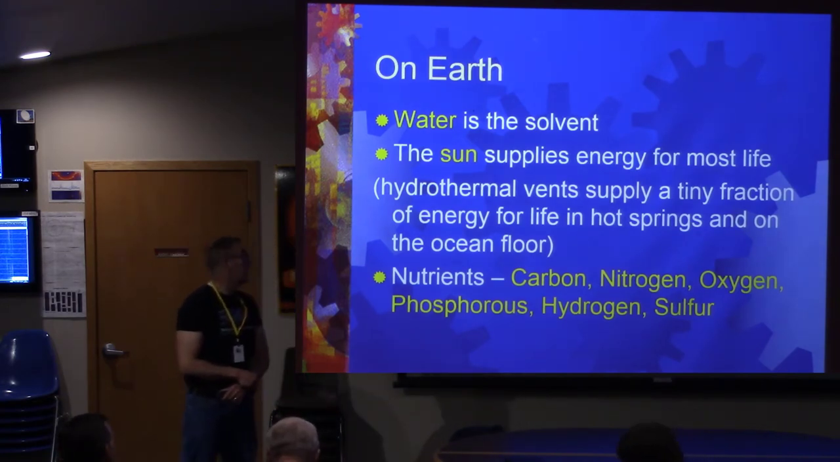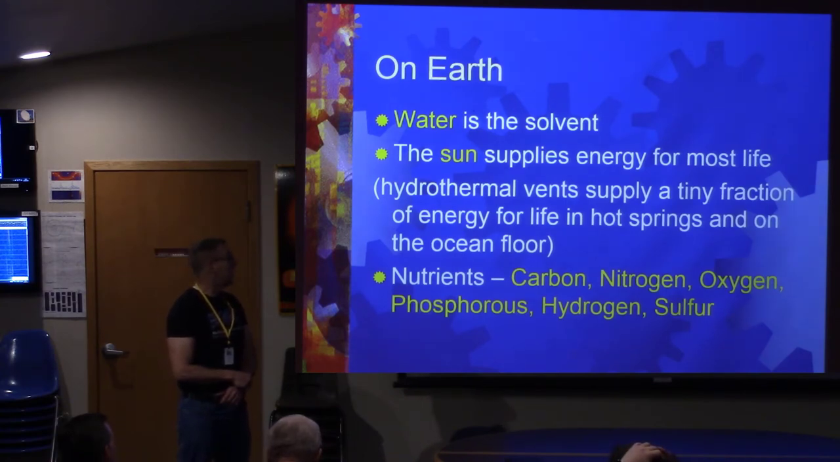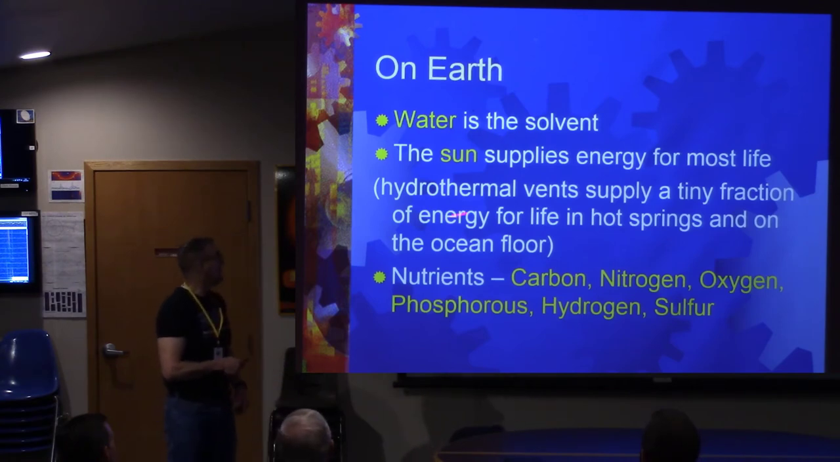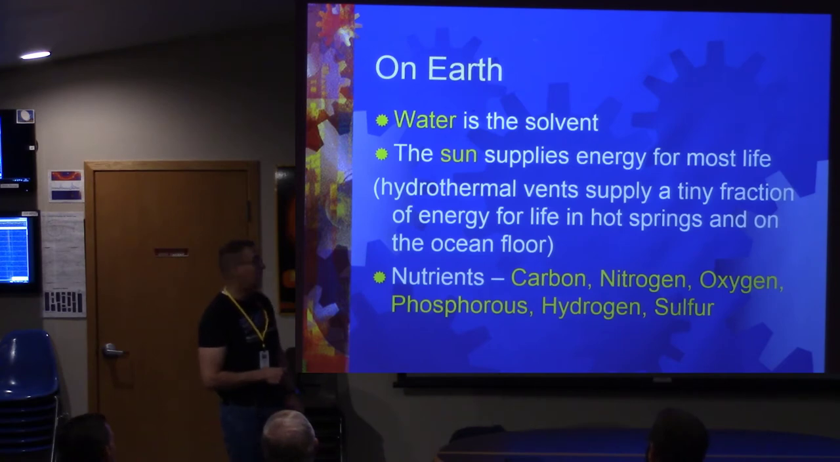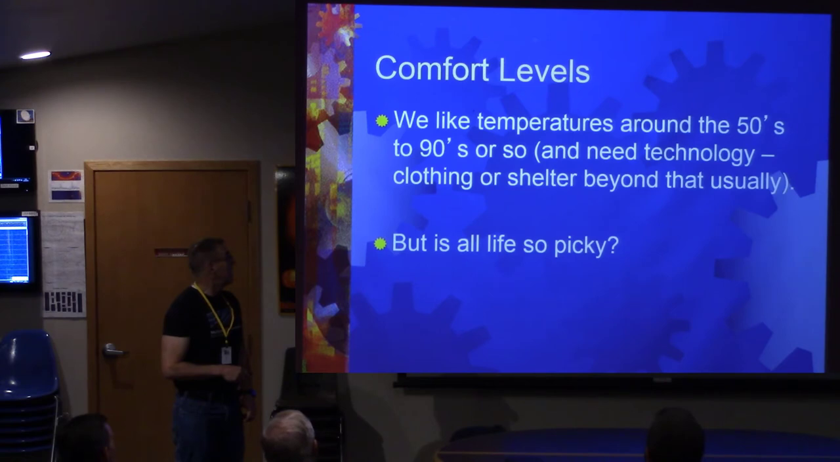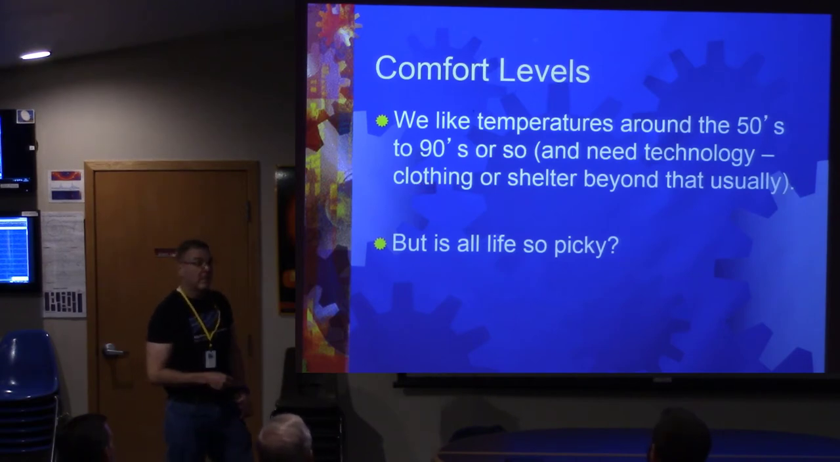So again, water is our favorite solvent here. The sun is our favorite source of energy here. We do get a little disequilibrium of temperature. Hydrothermal vents, hot springs, things like that do create a local source of energy. And our favorite nutrients are carbon, nitrogen, oxygen, phosphorus, hydrogen, and sulfur. We like temperatures around the 50s to the 90s or so, and if we're going to do prolonged exposure to temperatures beyond that, we need shelter or clothing. We need to do something to be able to survive it long.